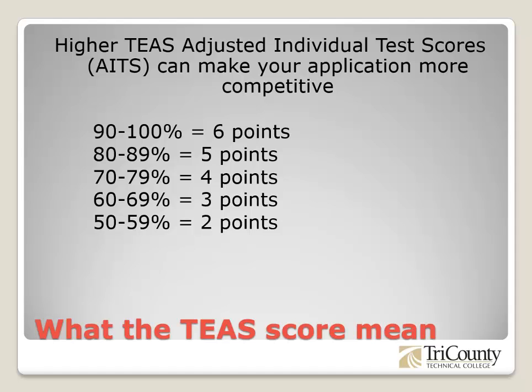In addition to meeting the minimum scores, performing well on the TEAS can make your clinical entry application form more competitive. Scoring the minimum of 50% will earn 2 points for your application, whereas earning between 90 and 100% earns 6 points. Be sure to watch the segment on Application Workshop to learn more about this and other ways to increase your application points.